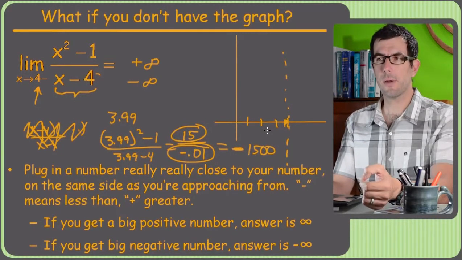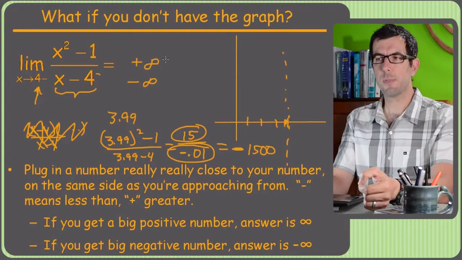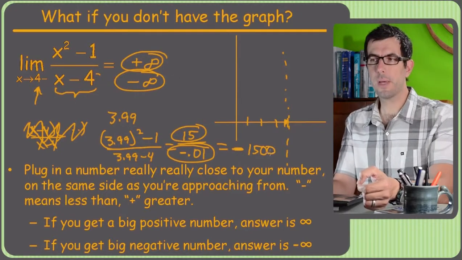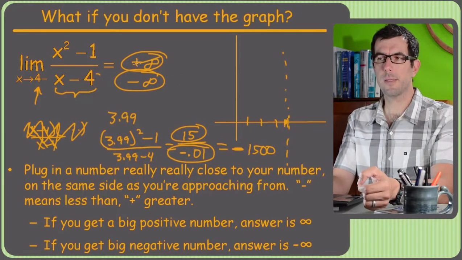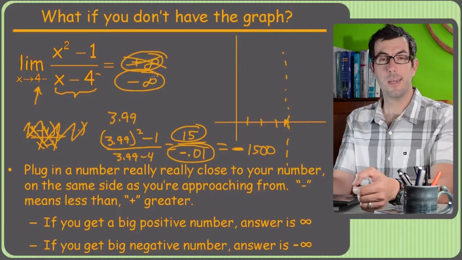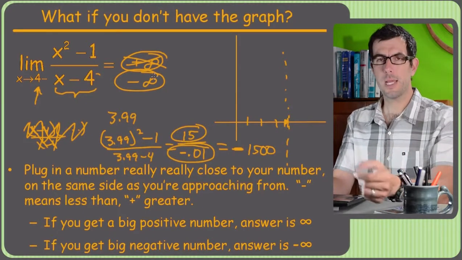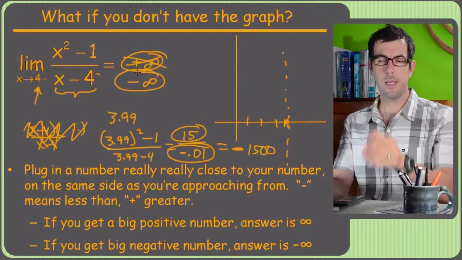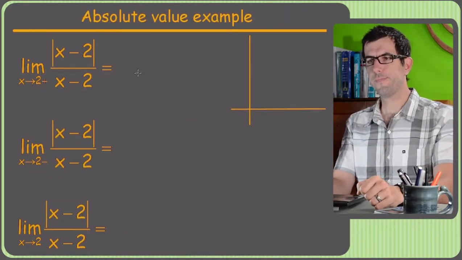So obviously a really big number, but like I said, all we have to do is pick between this and this, and since I got a negative big number, I know the bottom one must be right. It's not positive infinity, it's negative infinity. So that's how we do it. We plug in a number really close and on the same side of the number as what we're looking for.